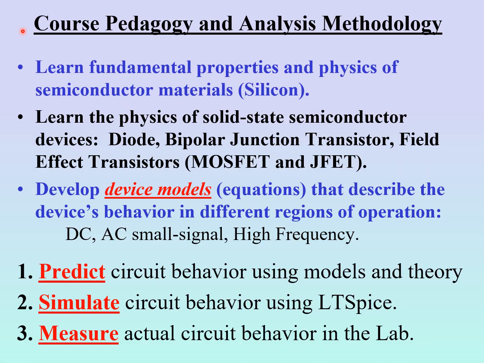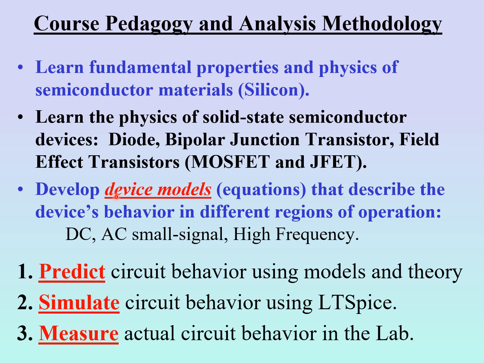So the style of the course and the methodology of how we're going to approach this is to begin by learning the fundamental properties and physics of semiconductor materials. We're going to focus on silicon since that's the most important semiconductor material. We will first learn the physics of solid-state semiconductor devices. Again, those devices are the diode, the bipolar junction transistor, and the field effect transistors, the MOSFET and the JFET. Once we study the device physics of each of these devices, we will develop device models, which are basically mathematical equations that describe the device's behavior, for example, the current-voltage behavior of a particular device.